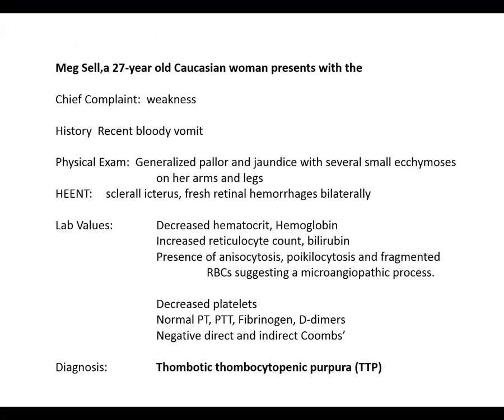The PT, PTT, fibrinogen, and D-dimers are all normal, ruling out DIC. She was diagnosed with thrombotic thrombocytopenic purpura.